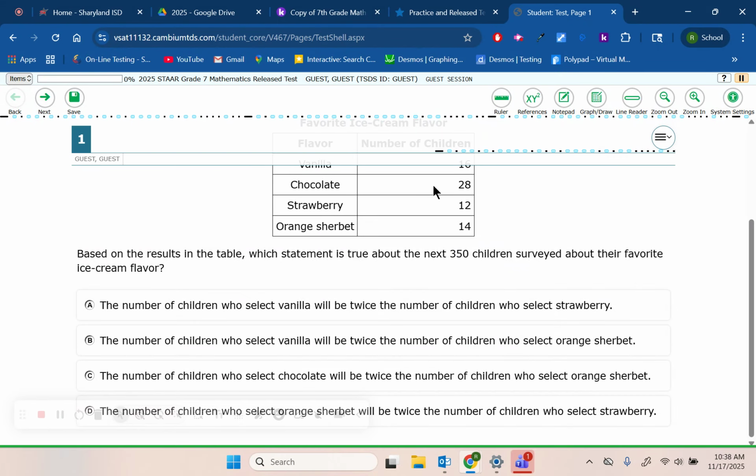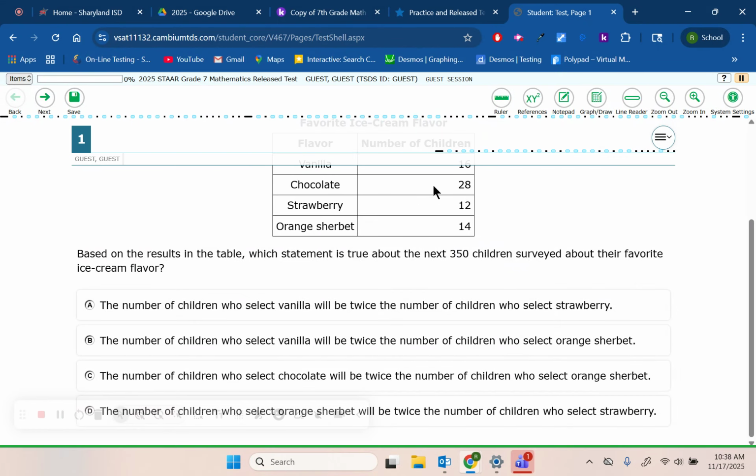We got the number of children who select vanilla, all that good stuff. So what I'm going to do is grab my grid. I'm going to go to transparency way over here, right? And I'm going to use my pen. And I know that this adds up to 70. Okay, and I can add it up. You can if you want to. Add it up and you can get 70.